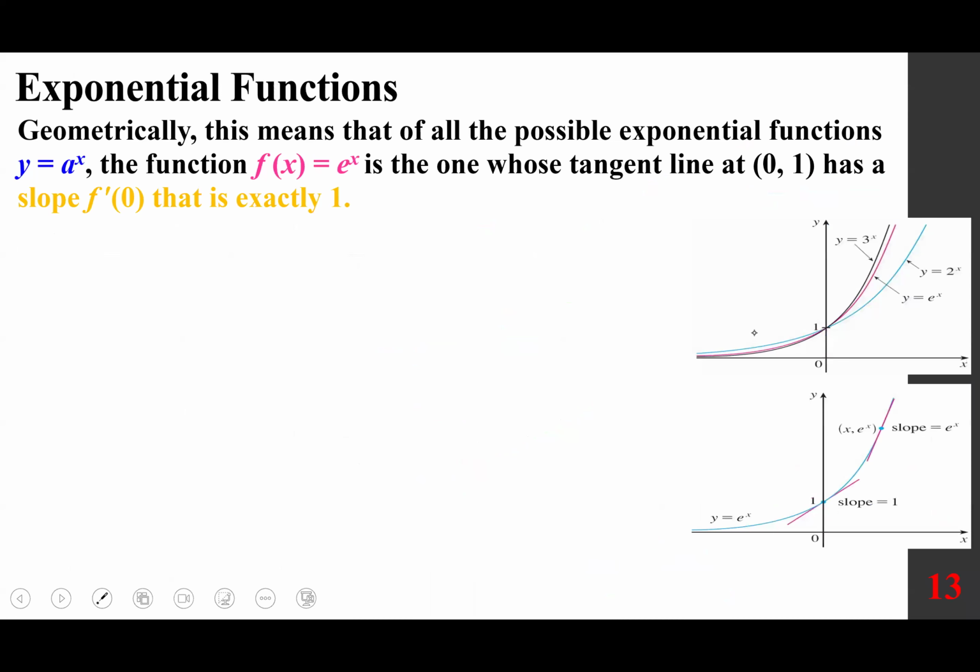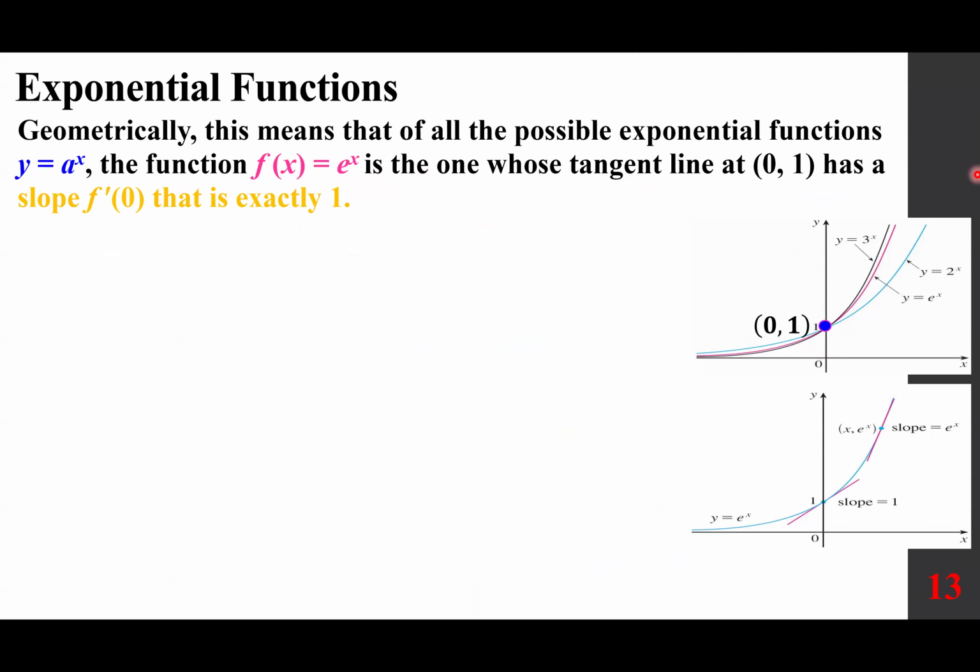Now, a couple of things I want to remind you. Geometrically, what does it mean? This means that of all possible exponential functions of the form y equals e to the power of x, the function f of x equals e to the power of x is the one whose tangent line at (0, 1), the y-intercept, has a slope f prime of 0. That is exactly 1.